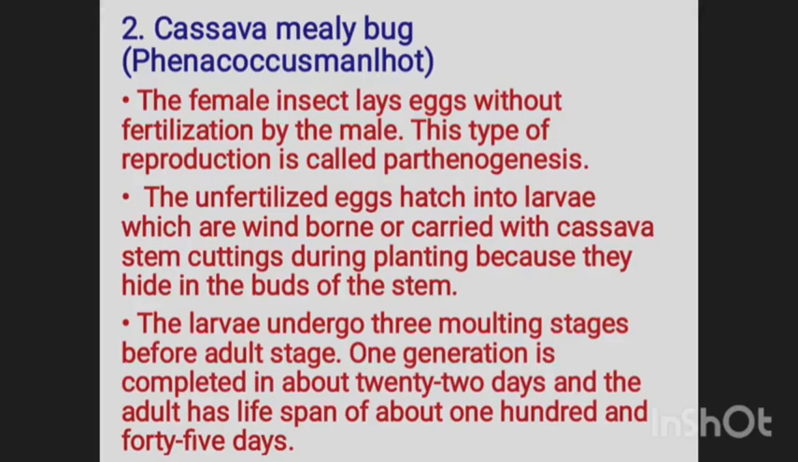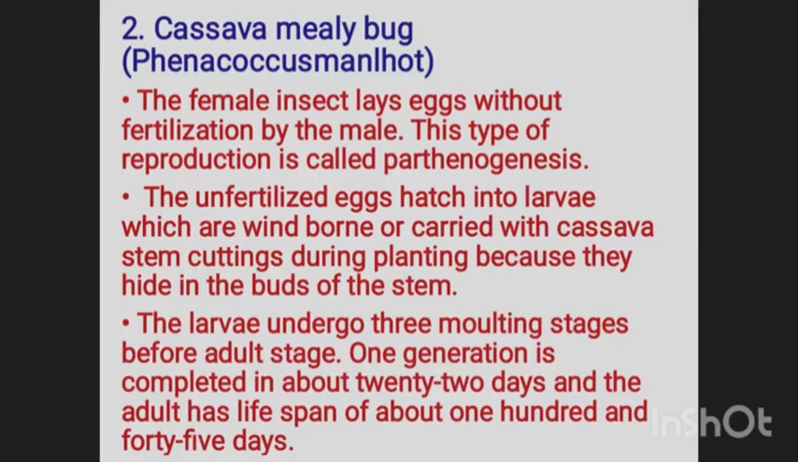Let's look at the next one. We have the cassava mealybug. Let's look at the life cycle of the cassava mealybugs. Now, the female insect lays eggs without fertilization by the male. The eggs are not fertilized by the male, and this type of reproduction is called parthenogenesis. It's a process whereby eggs that are not fertilized hatch even without fertilization from the male.